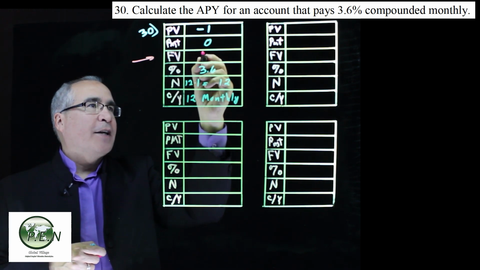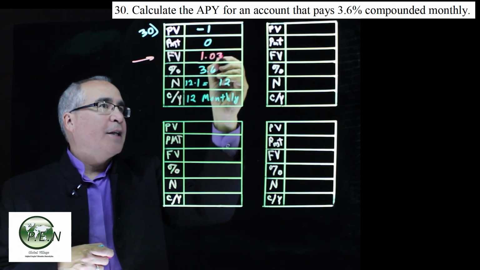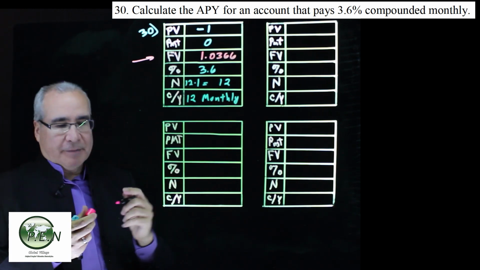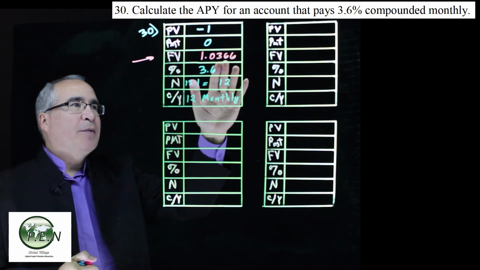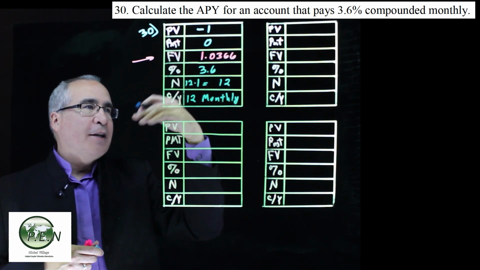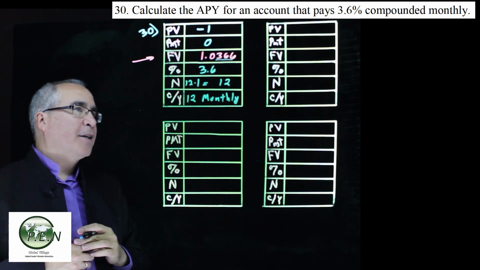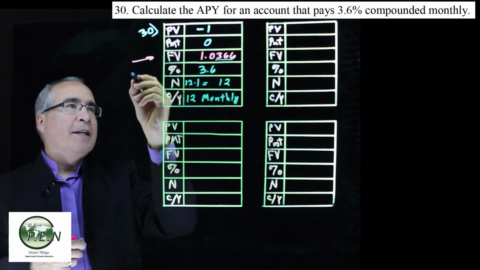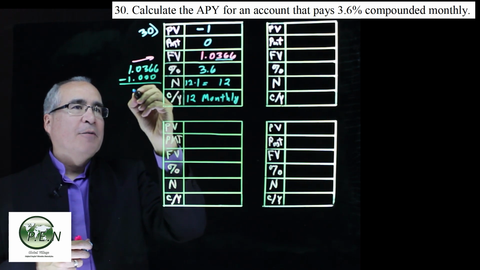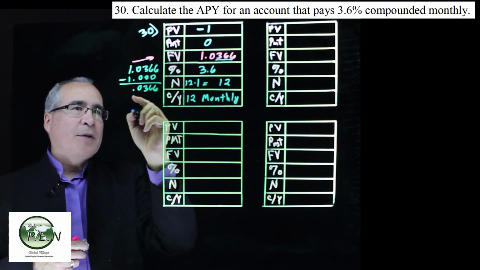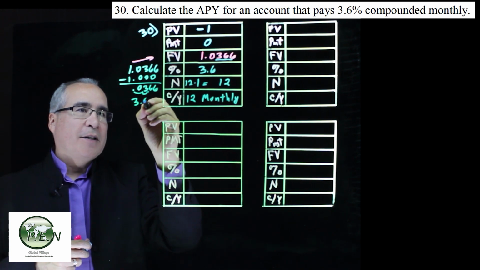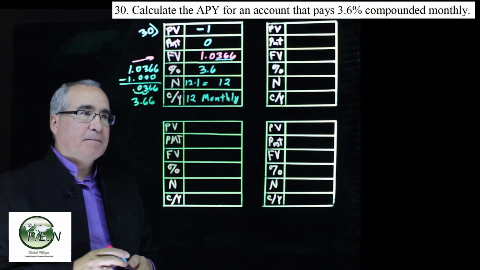What we get is we've gotten back 1.0366. $1, 3 cents, and 66 thousandths. So we would usually round this, but what it allows us to do is that this $1 is what we invested. We subtract that off, and this is going to be our interest rate here. So again, we take our 1.0366, subtract 1 from it, because that's what we started with. We have 0.0366. To make it an interest rate, we multiply by 100, turning it back into an interest rate. So 3.66 is our APY.